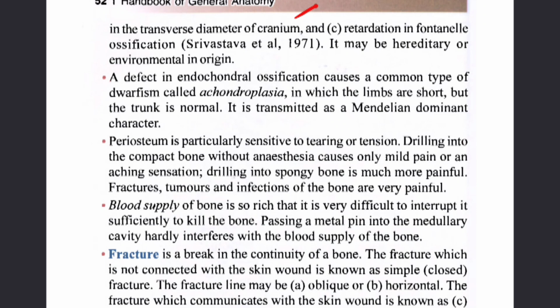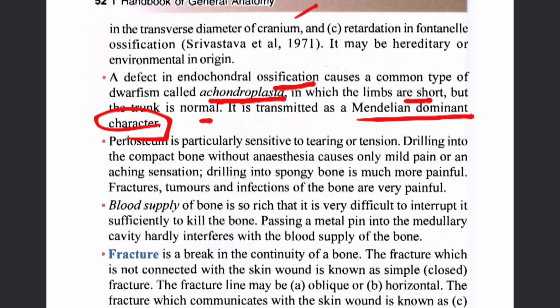Next, a defect in endochondral ossification, which forms the cartilaginous bones, causes a common type of dwarfism called achondroplasia, in which the limbs are short but the trunk is normal. It is transmitted as a Mendelian dominant character. It is genetic, and limbs become short due to the defect in endochondral ossification, because we know the limbs are basically formed by the cartilaginous bones.